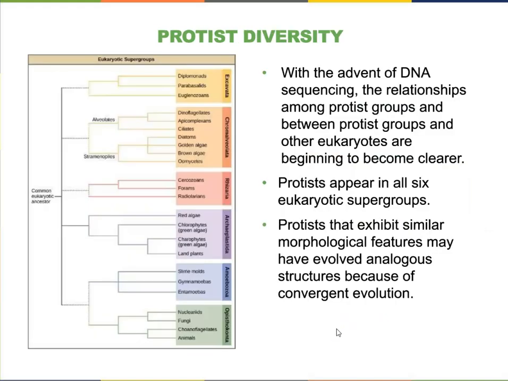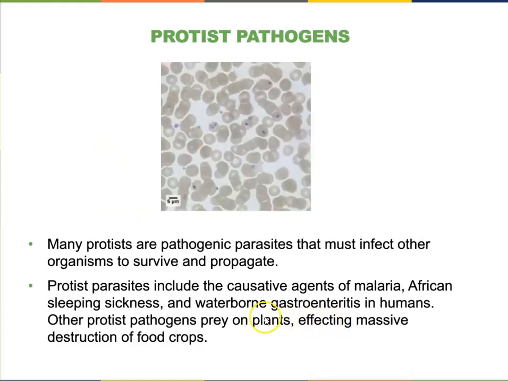Protists are very diverse. Under the eukaryotic domain, there are 6 supergroups. Protists exist under all these 6 supergroups, as shown in the figure on the left. Many protists are pathogenic. They can infect other organisms to survive and propagate. Protist parasites can cause diseases. An example of a pathogenic protist is the one that causes African sleeping sickness. Some protists can prey on plants, causing massive destruction of food crops.